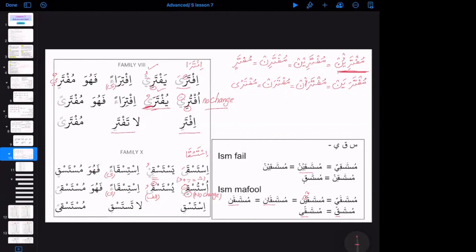Then in Madi Majhul there is no change, so ustusqi. And then yustaska, because again ya is having dhamma and the letter before should be here. So it's the ajwaf rule. The ajwaf rule is applied here. I should have just said ajwaf rule. Yeah, and then I'm making life easy. Yeah, it's easy.